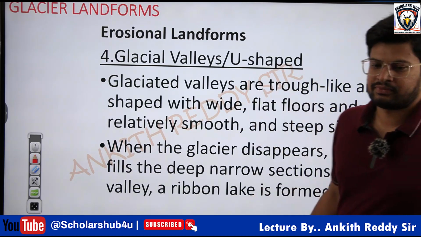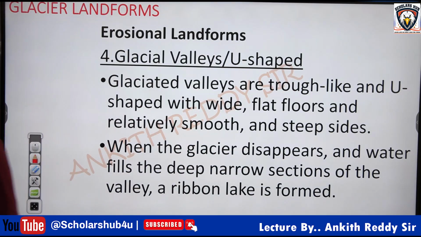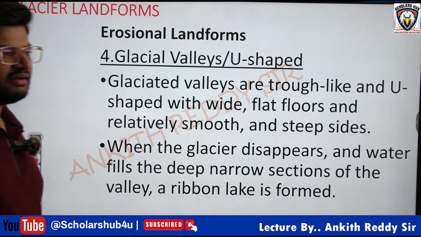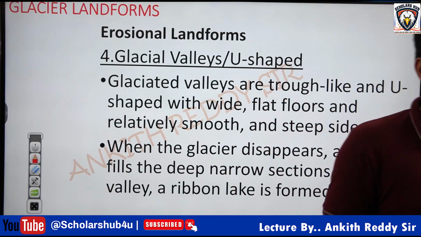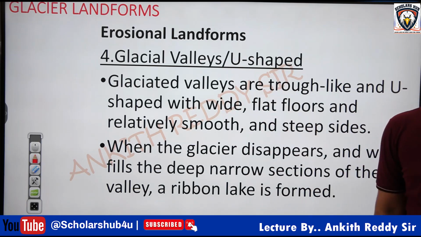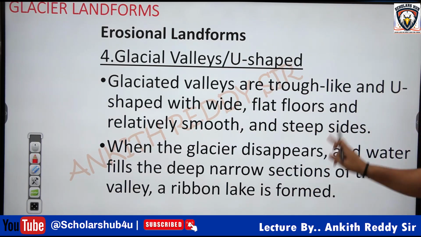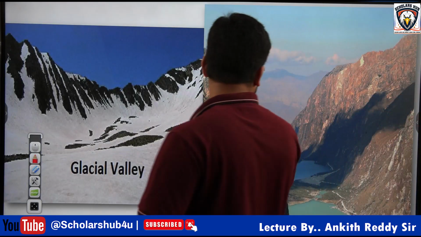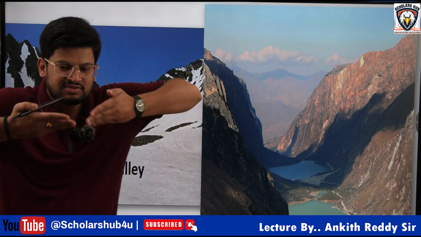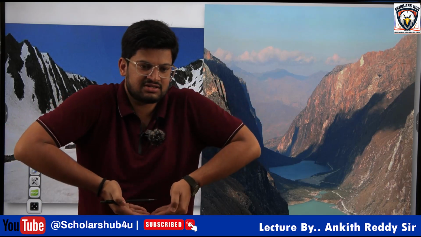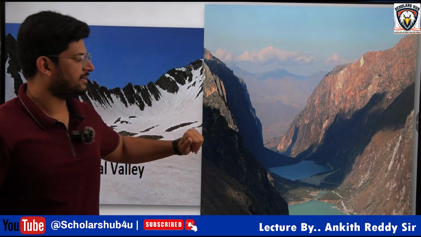Next, in rivers you see V-shaped valleys, right? In glaciers we see U-shaped valleys. In rivers, valleys are which shaped? Generally V-shaped. In glaciers what you see is U-shaped valleys. Can you see? This is a U-shaped valley. In rivers you see a V-shaped valley. What you are seeing is a U-shaped valley now, right?